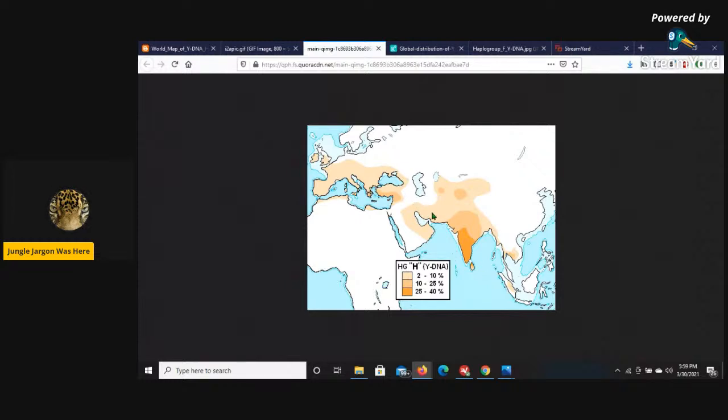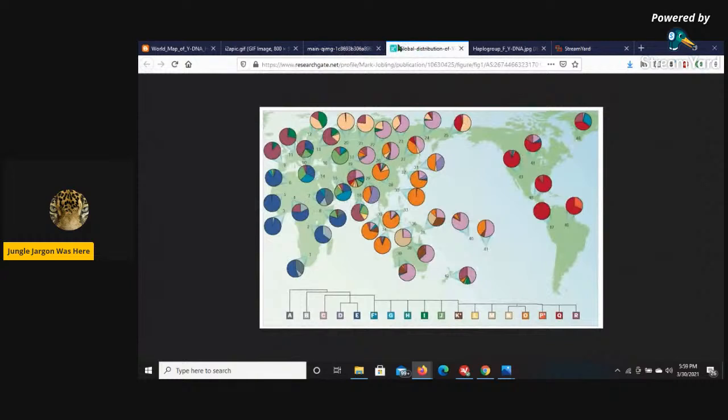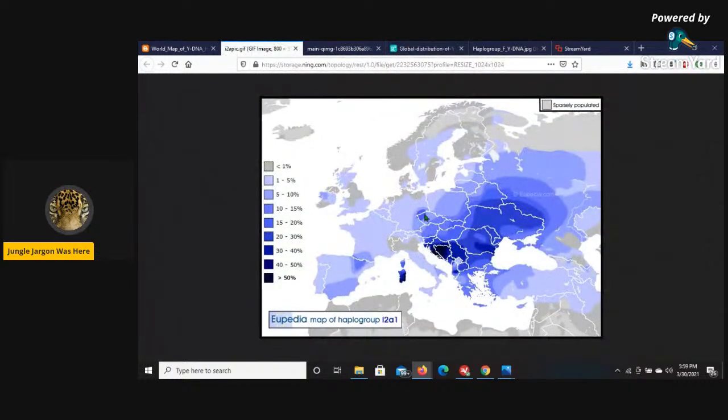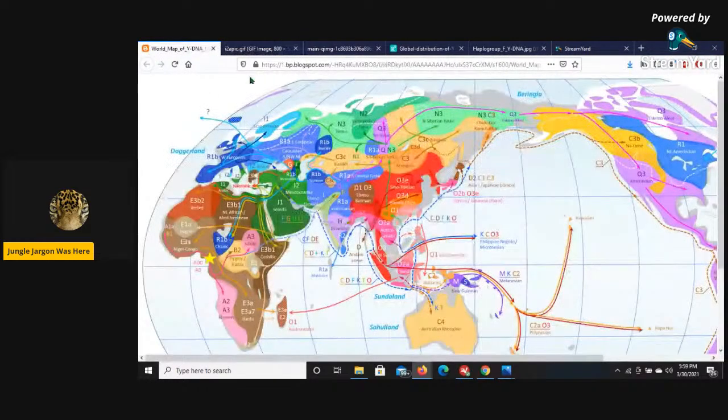And of course, the Arameans, descendants of Aram, went both directions. So I'm pretty sure this is the Arameans, descendants of Aram, who is the son of Shem. So they have the H, and then of course we have the I. The I, this is the I2. Oh yeah.